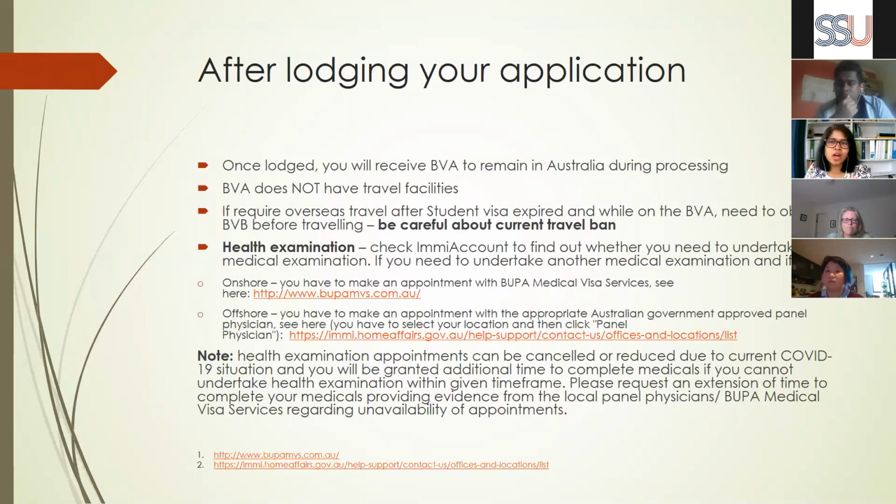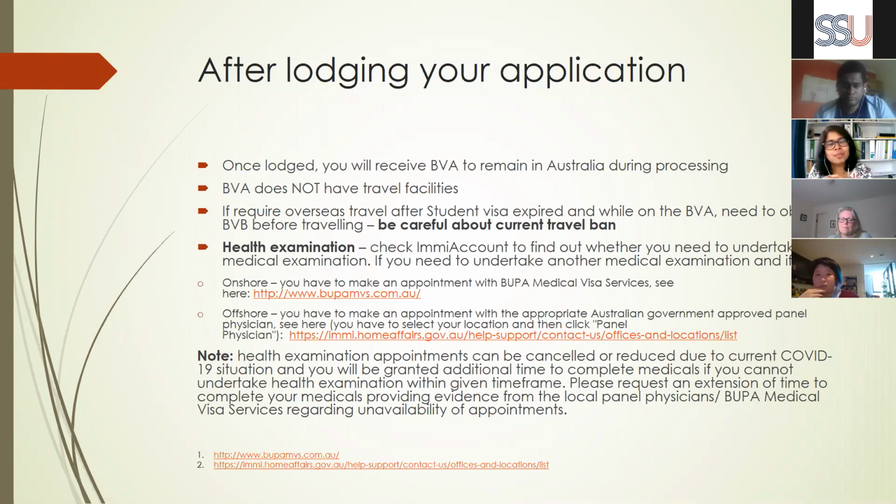Yeah, so after lodging an application, you will be granted a bridging visa A to remain in Australia. As I mentioned, as long as you lodge your application before your current visa expiry, you will be granted this bridging visa. It fills the gap between the time your current visa expires and until the lodged application is finalized. So you can remain in Australia legally without any issue. You can even study during that bridging visa A.